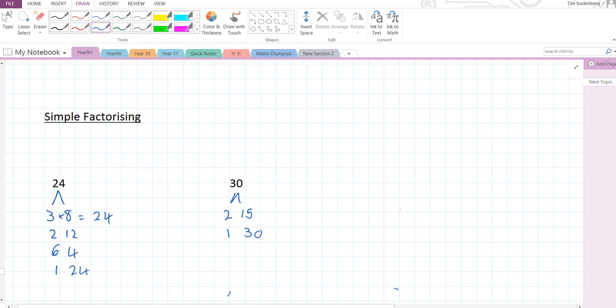What are other factors of 30? Well, we have 6 and 5, and 3 and 10. Now, the highest common factor is the largest number that appears in both lists, which in our case is 6. So 6 appears there and here. There are other common factors, so certainly 2 is a common factor, and so is 3. But 6 is the highest common factor. It becomes important in factorising later, so it's good to know how to find the highest common factor.